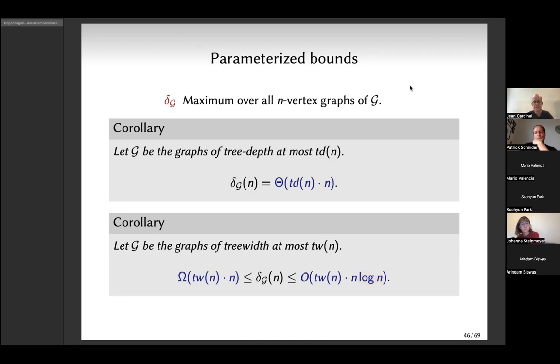But this is not tight. We don't know. At some point, this log n should vanish, right? Because if the tree width becomes linear, then it should be n squared. It cannot be more than n squared. So somehow these bounds should be tightened. But up to a log n factor, we can see that the tree width also, in the worst case, controls the diameter quite finely.